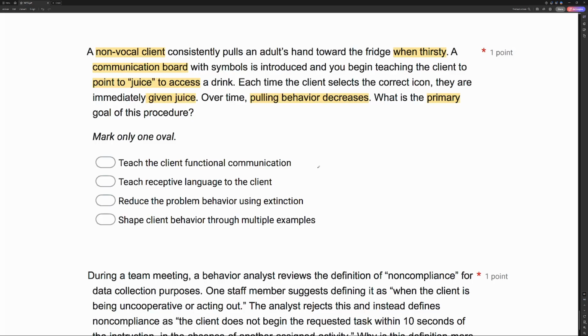B, teach receptive language to the client. Receptive language is essentially following instructions, so we're not teaching that to the client in this case.